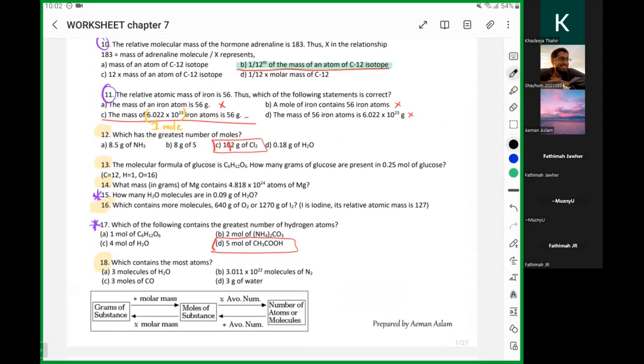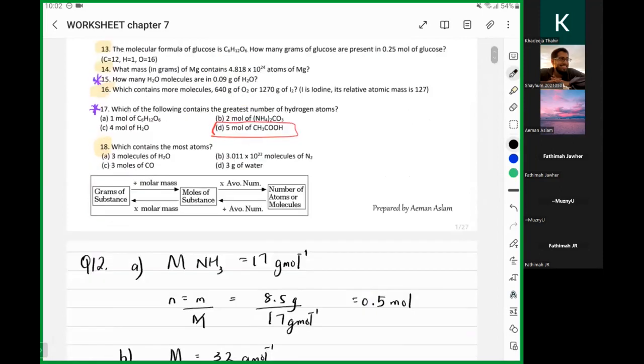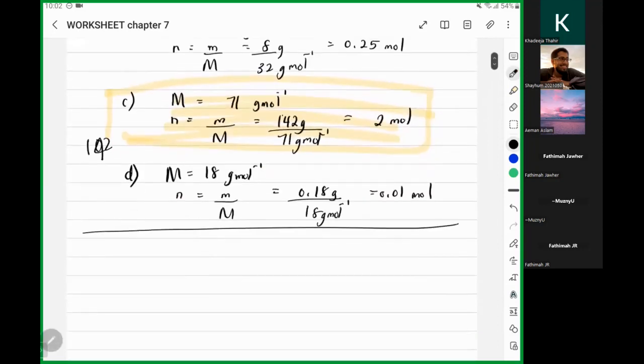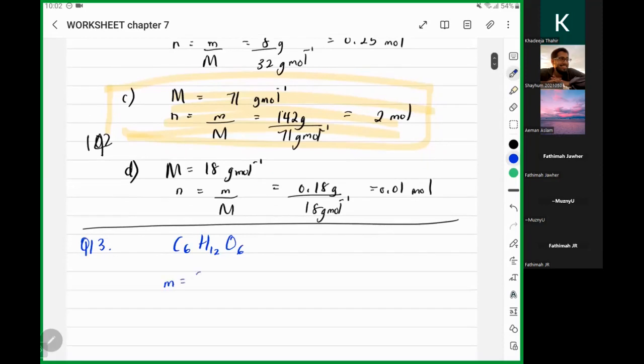Right. Next one, 30. The molecular formula of glucose is C6H12O6. How many grams of glucose are present in 0.25 mole of glucose? So it's easy, no? They have given you the formula C6H12O6. They're asking you the grams, that means they're asking you the mass. And they have given you the number of moles as 0.25 mole, and the relative atomic masses. So how do we do this question?